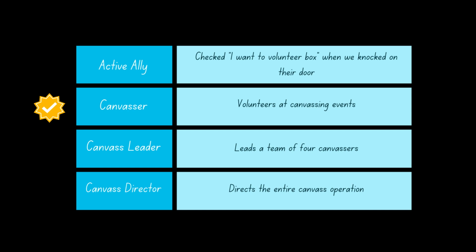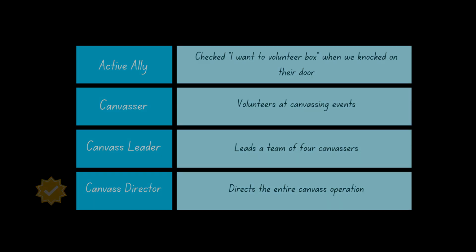The next step up the ladder is canvasser. So this is someone who volunteers at a canvassing event and knocks on doors for our campaign. The next step up from that is canvas team leader. So someone who leads a team of 4 canvassers, including training them, giving them materials and instructions, checking in with them, collecting data at the end of the event. And then finally, the last step in this leadership ladder is canvas director. This is someone who would organize the entire canvassing operation and oversee all of the canvas team leaders.